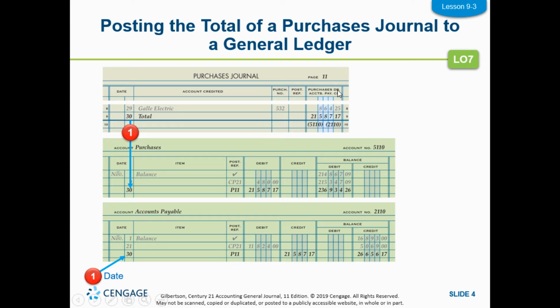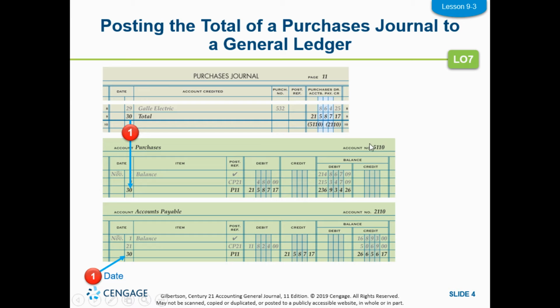Purchases, again, purchases debit. On the 30th, page 11 of the purchases journal, 21,587 debit for purchases. We had a previous balance, it looks like something from the cash payments. We bought $480 sometime during the month with cash for items to be held for merchandise sale. Now we're going to add 21,000 to our previous purchases amount of 215,000 to come up with 236,000 plus change in our purchases account. That's the debit side.